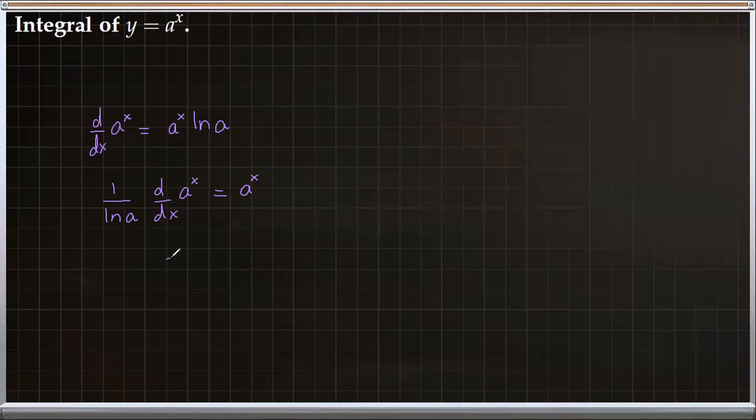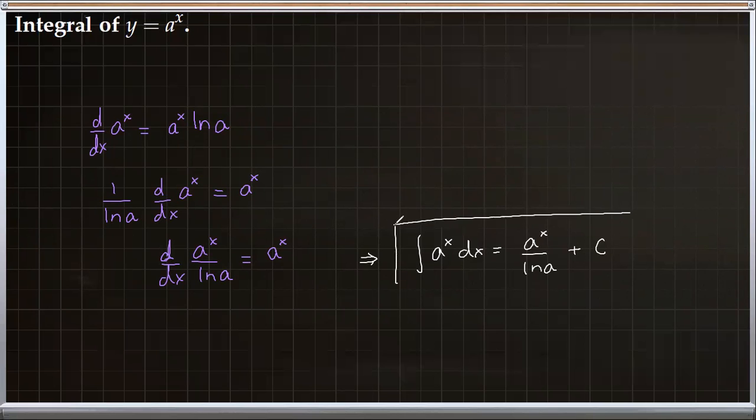Next, I can move this natural log of a inside the derivative. And we get the derivative of a to the x over natural log of a equals a to the x. So from here, we can say that the integral of a to the x with respect to x is simply a to the x over natural log of a plus constant. This is the formula for the integral of a to the x, where a is any constant. Next, we'll look at some examples.